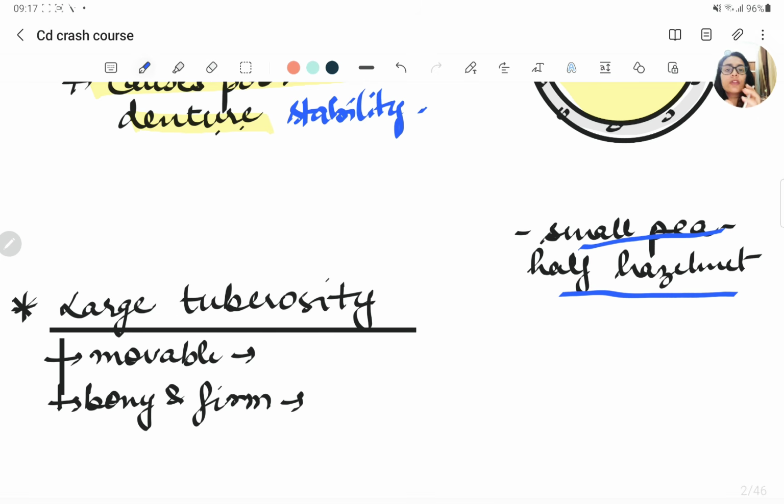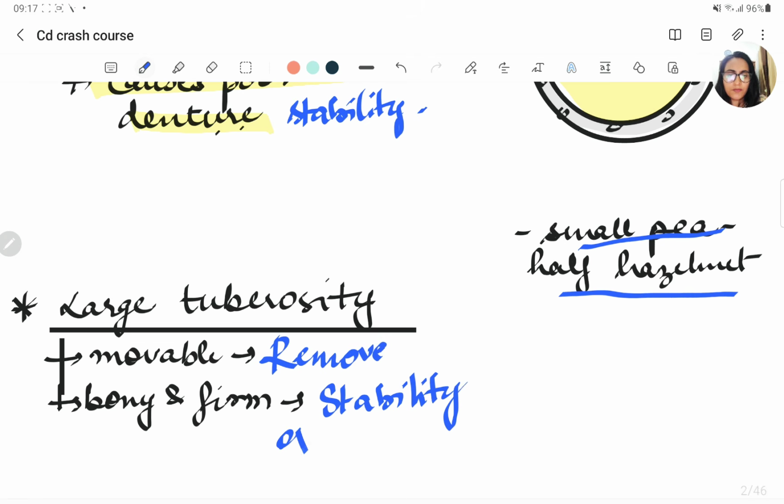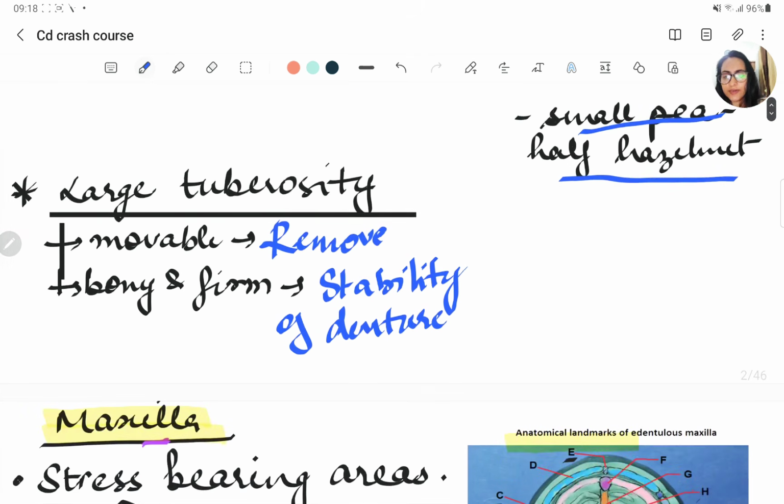remember I told you, if the swelling is firm and bony, then we keep it. If the swelling is movable, it will move the denture. Therefore, if any swelling is movable, then we remove it. And if it is firm and bony, then we keep it for the stability of the denture. So if the swelling is movable, it won't let the denture sit, therefore it is removed. But if it is firm and bony, then we use it for the stability of the denture.